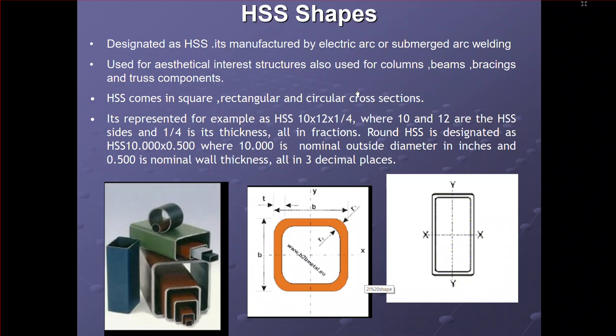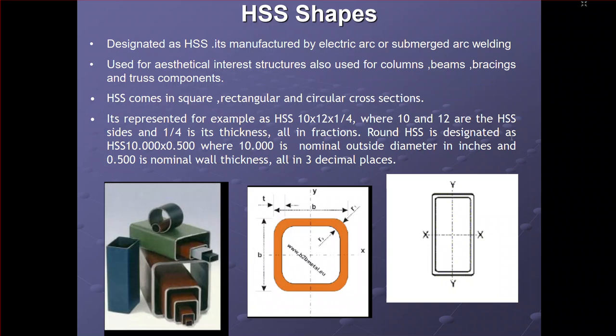So here are the most important shapes, HSS. Designated as HSS, it is manufactured by electric arc or submerged arc welding. It is used for aesthetic interest in structures, and also used for columns, beams, bracing, and truss components. HSS comes in square, rectangular, and circular cross sections. It is represented, for example, as HSS 10 x 12 x 1/4, where 10 and 12 are the sides and 1/4 is the thickness, all in fractions.